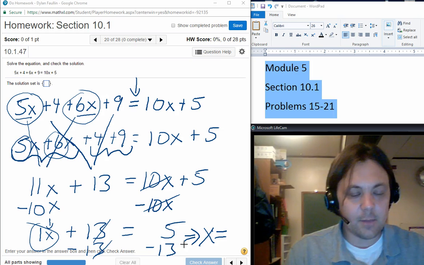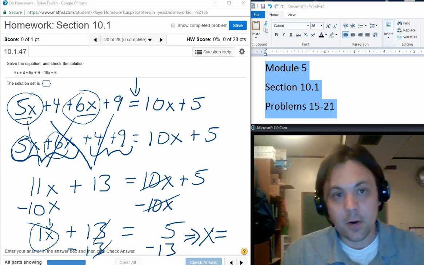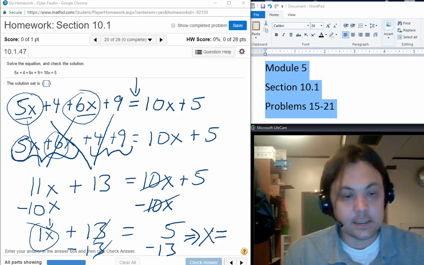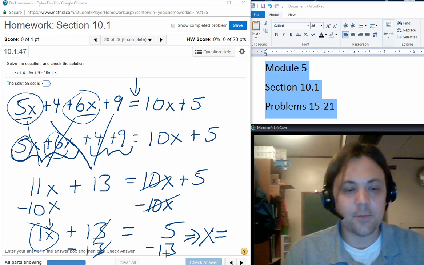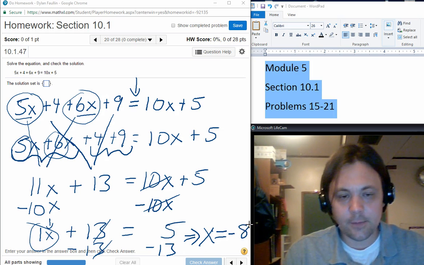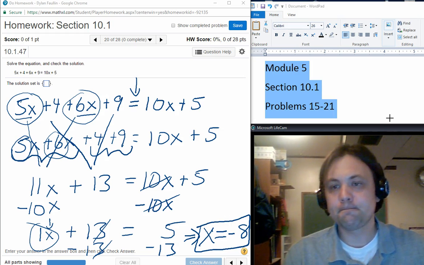And then 5 minus 13. Again, be careful with these negative signs. You don't want to get this far doing the problem correctly, only to stumble here with a negative sign and end up with the wrong answer. All right, so 5 minus 13 is negative 8. And so we get x is equal to negative 8.